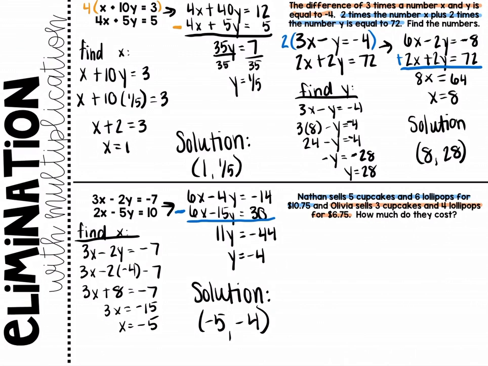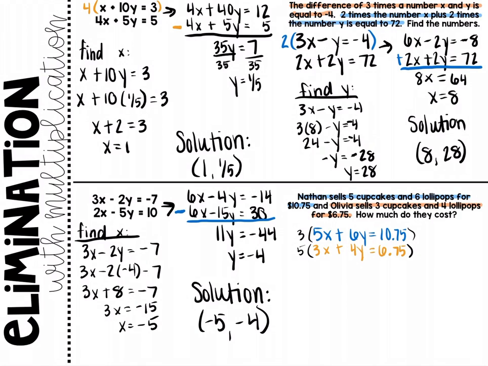So when we do that, Nathan sells 5 cupcakes, X, plus 6 lollipops, Y, for $10.75. And Olivia sells 3 cupcakes X plus 4 lollipops Y for $6.75. Okay, those are our 2 equations. Now, we have to multiply, right? We want to make one of them match. It doesn't matter which one you want to match. I'm going to multiply and get the X's to match. So I'm going to multiply this one by 3 and this one by 5.